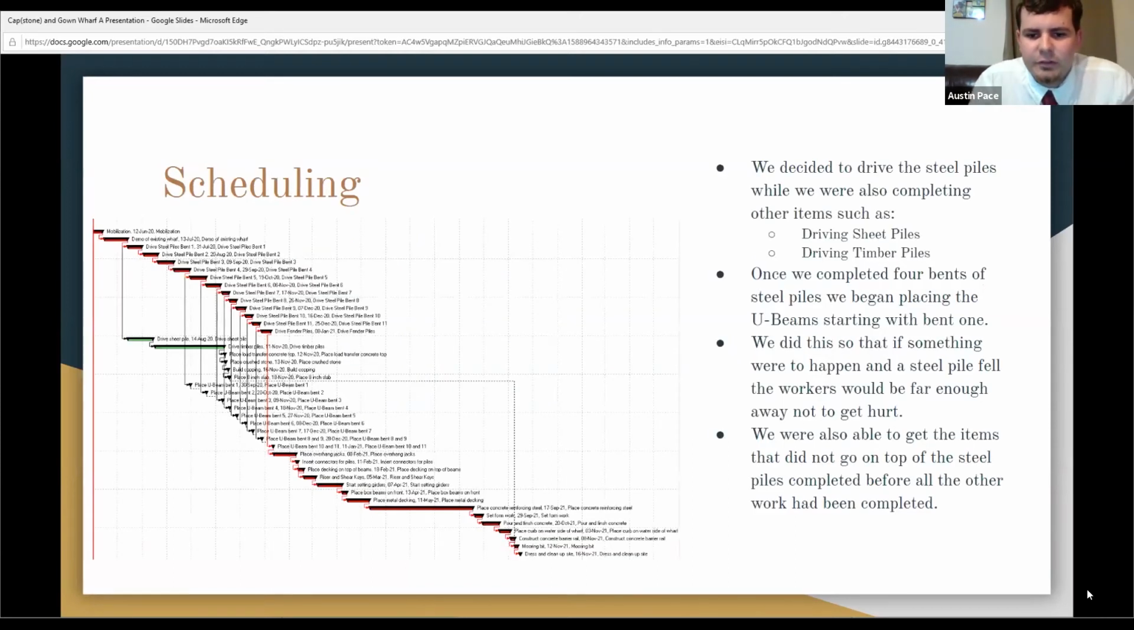This is an image of our schedule. In order to be as efficient as possible, time management was key. During the construction of the wharf, multiple activities, including driving sheet piles and timber piles, were being completed, all while steel piles were being driven from a crane barge. As the last half of the steel piles were being driven, the U-beams were being placed on the first half farther down, which also practices time efficiency and safety. Our basis on our schedule was Monday through Friday, 10-hour days.